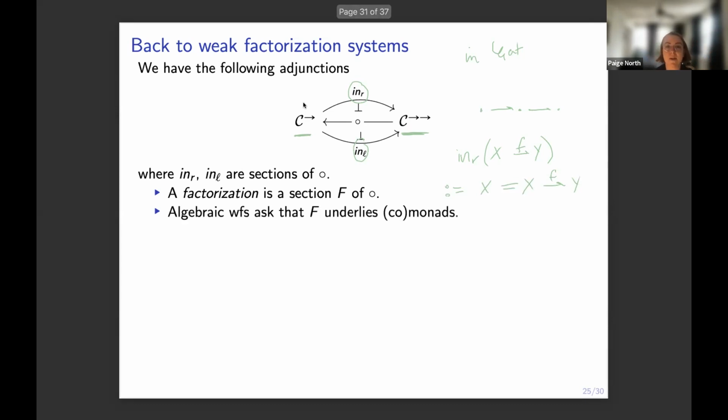Okay, so what is this doing in our theory? So first, let's talk a little bit about what an algebraic weak factorization system is. So first of all, let me draw in some extra stuff here.